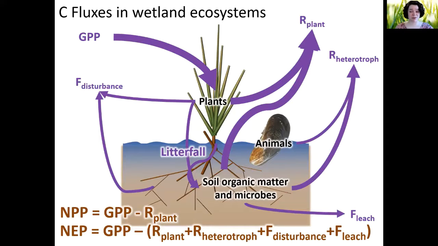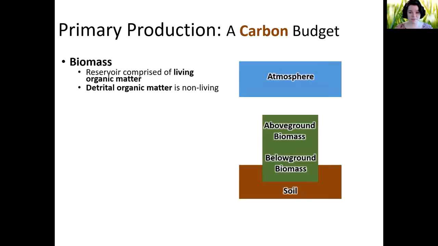So this is a summary of the carbon cycle in wetland ecosystems. We're going to walk through all of these processes one at a time, but the first thing I want to emphasize is that there is one major source of carbon to wetlands: plant photosynthesis, or primary production. So we're going to start there.